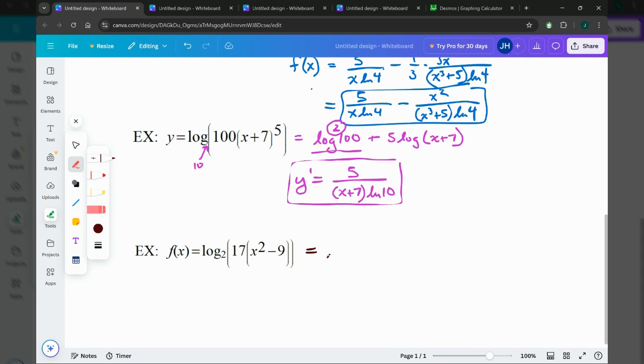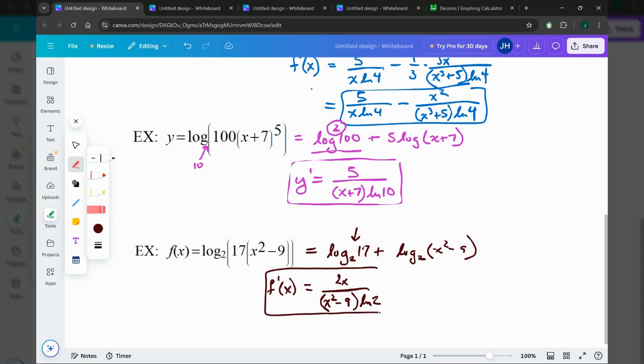If I expand this, this is going to be log base 2 of 17 plus log base 2 of x squared minus 9. If I want to find f prime of x here, the derivative of log base 2 of 17 is 0 because it has no x. It's a constant. The derivative of log base 2 of x squared minus 9 would be 2x over x squared minus 9, and I'd have to multiply by the natural log of 2 on the bottom. There is my derivative.